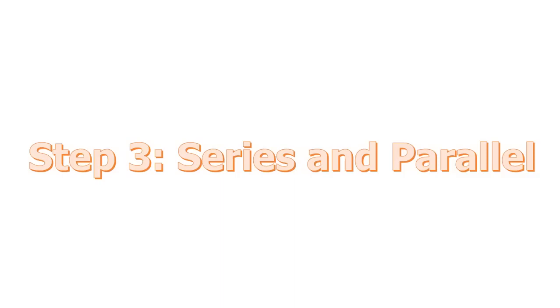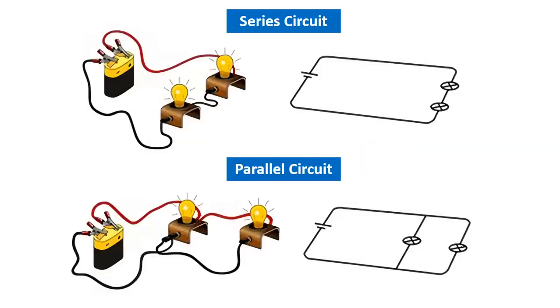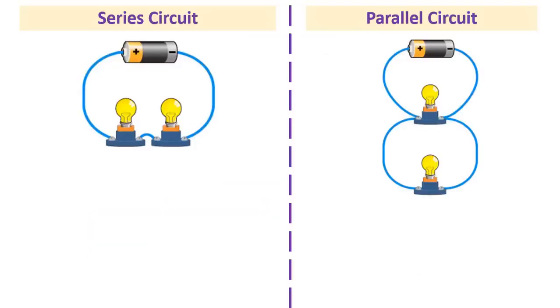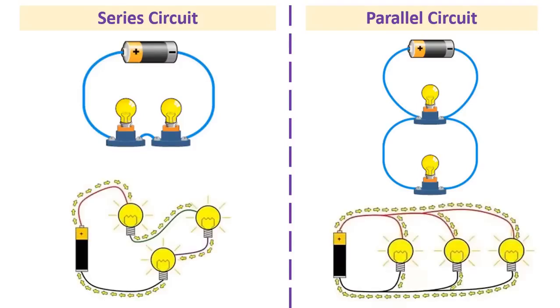Step 3. Series and parallel. There are two different ways in which you can wire things together, called series and parallel. In the circuits on the left, the lamps are connected in series with the battery. In series-connected circuits, the same current flows through all loads.